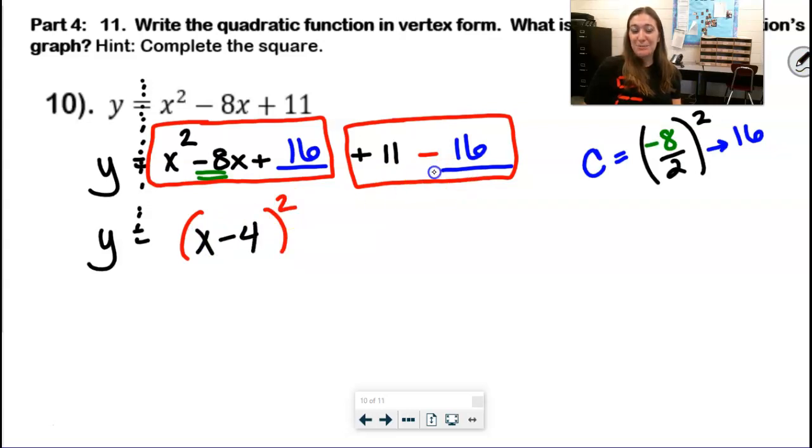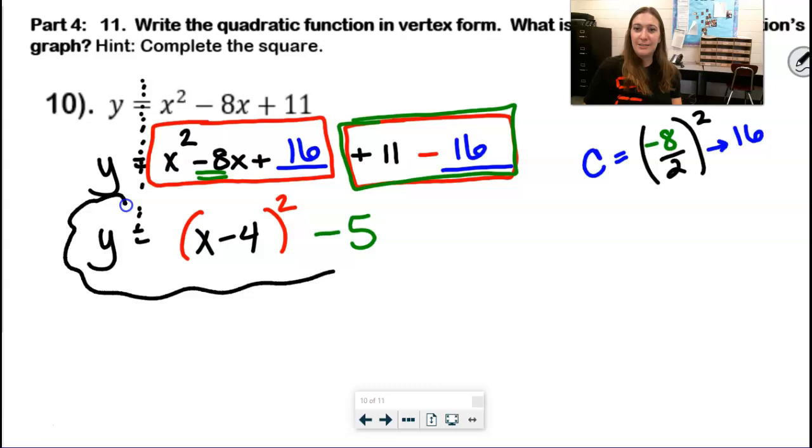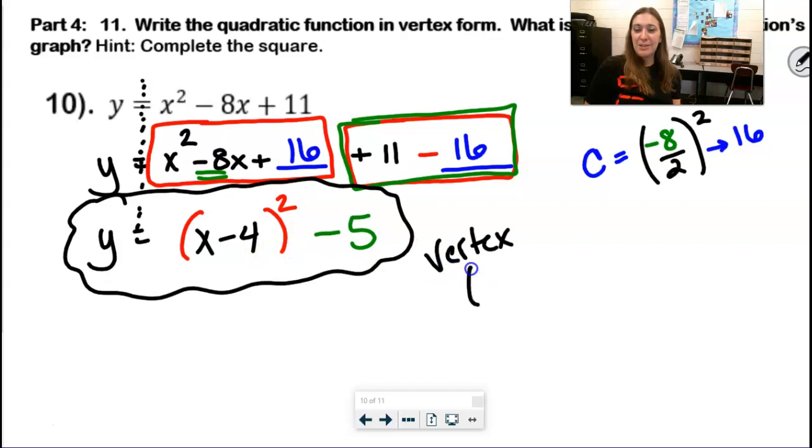and then 11 minus 16, better known as, I should do a different color here, just to really mess with everyone. That's a -5. Ta-da! You're done. You are now in vertex form. Your vertex is very clearly at the ordered pair (4, -5).